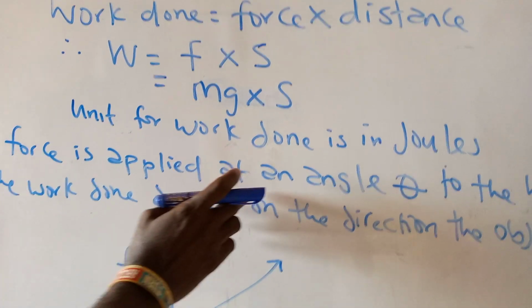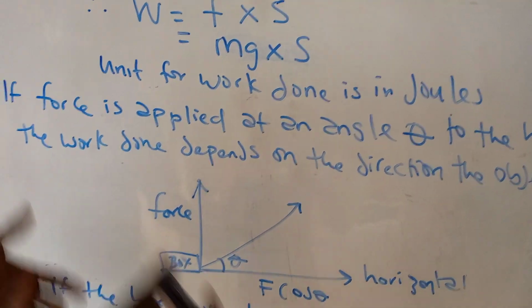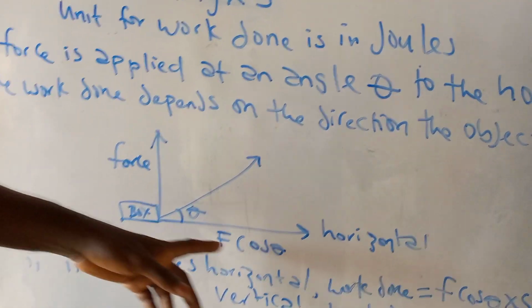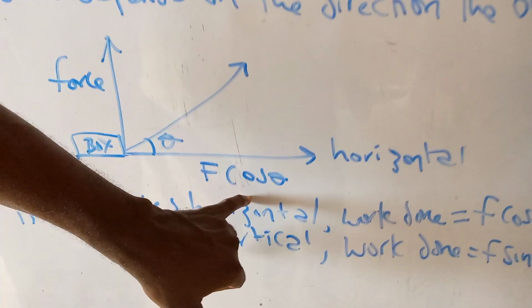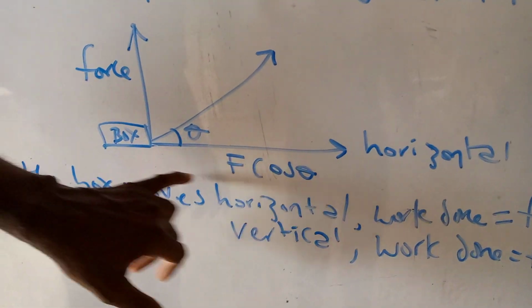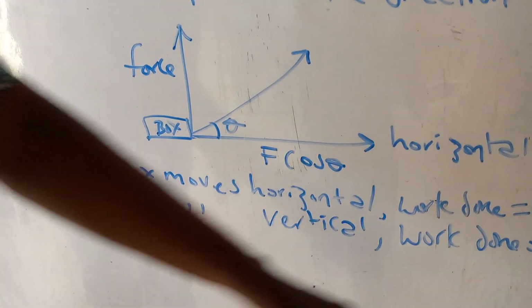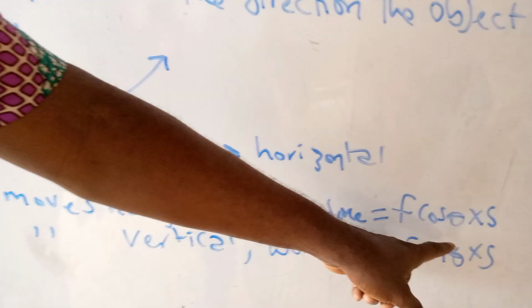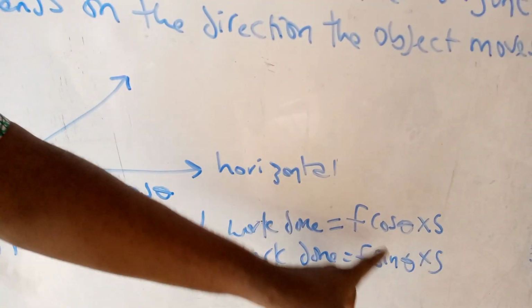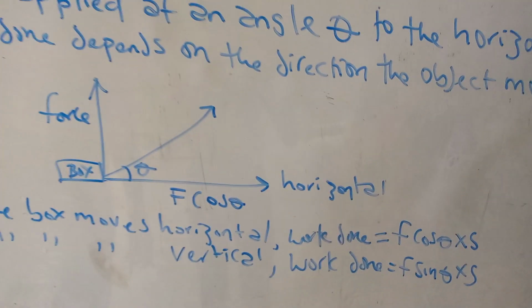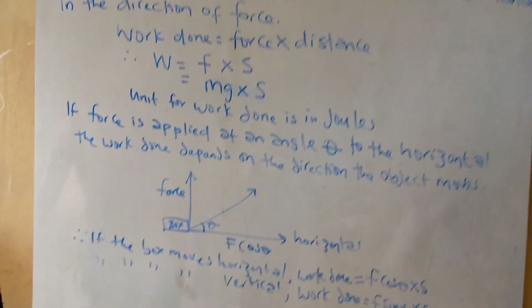If force is applied at an angle, if it's horizontal, it is F cos theta. But if the force is vertical, you use F sine theta. So instead of F times distance, you do F cos theta times distance, or F sine theta times distance. And this gives you what you need.